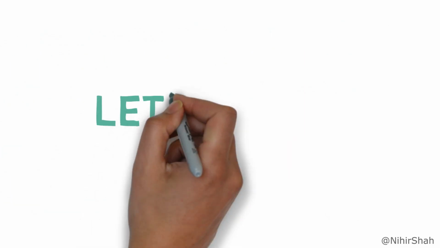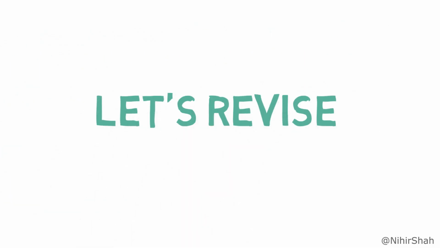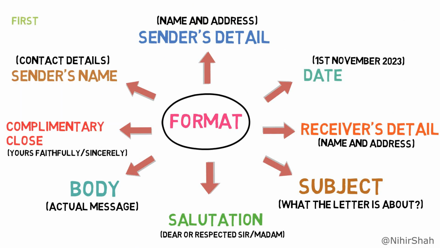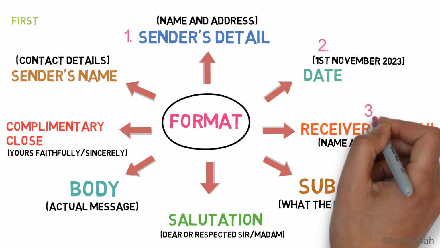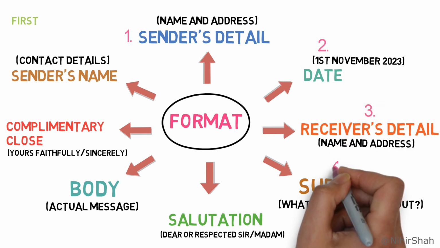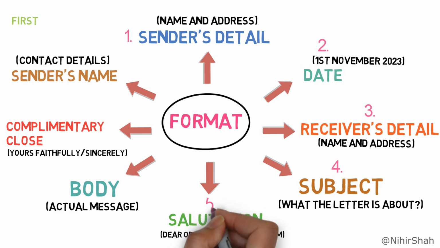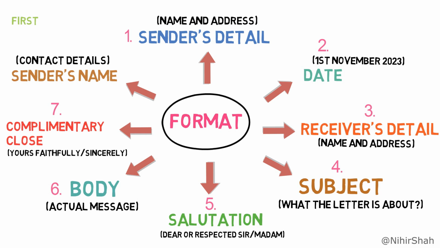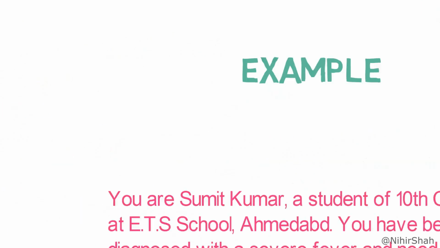That's all in this video. Let's quickly revise what we learned in this lesson. First, we understood the format of a formal letter, which includes 8 essential elements. Number 1, sender's detail. Number 2, date on which letter is written. Number 3, receiver's detail. Number 4, subject. Number 5, salutation. Number 6, body. Number 7, complimentary clause. And number 8, sender's name and contact details.